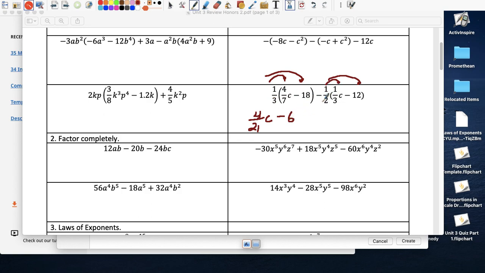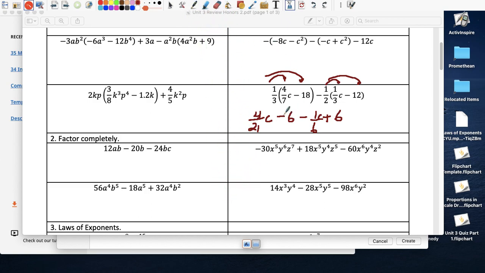And then we're going to multiply these two. Negative times a positive is a negative. 1/2 times 1/3 is 1/6. Negative and negative is a positive. And what's half of 12, which is 6. All right. Combine like terms. Well, the 4/21. Oops, I forgot a c here.